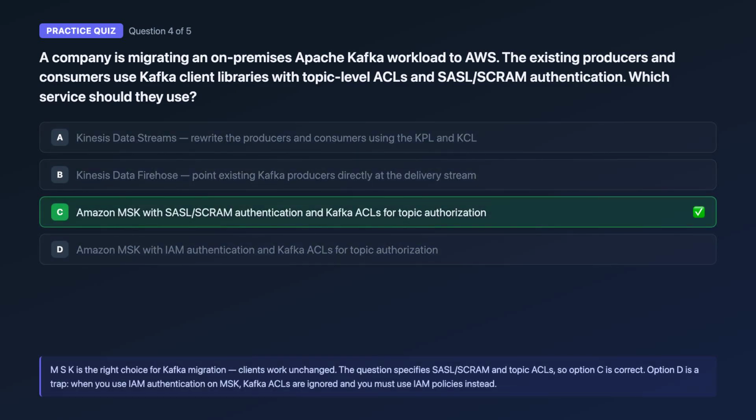The answer is C. MSK is the right service for Kafka migration because clients work unchanged. The question specifies SASL/SCRAM and topic ACLs, so C matches exactly. Option D is the trap. When you use IAM authentication on MSK, Kafka ACLs are completely ignored. You'd have to use IAM policies instead, which would defeat the goal of preserving the existing ACL configuration.